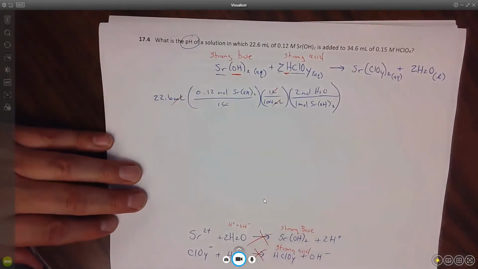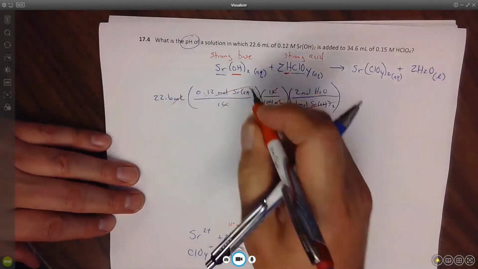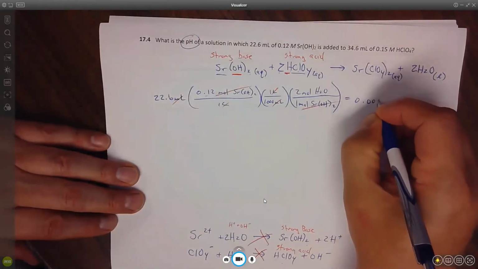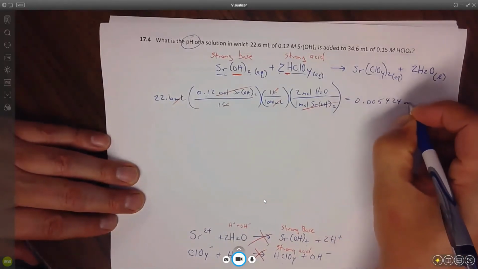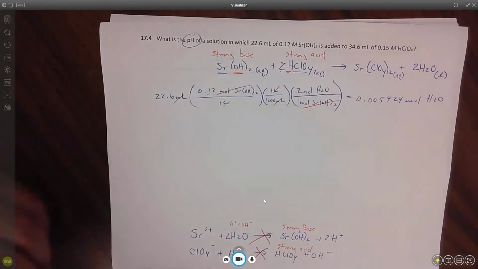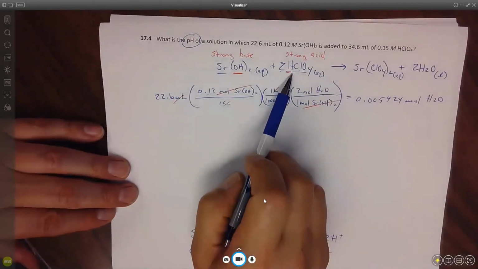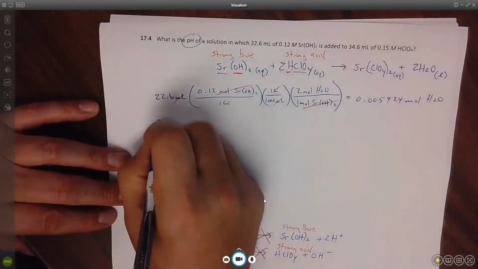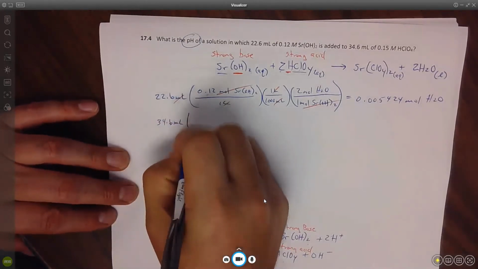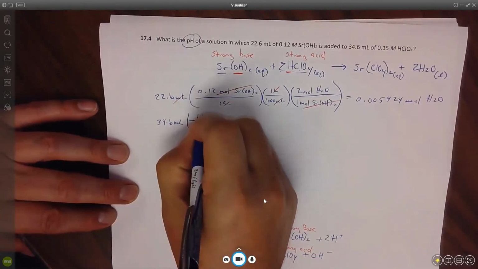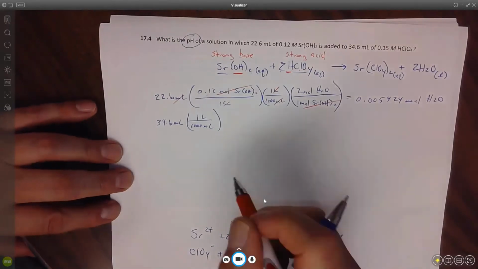Okay, so now my moles of strontium hydroxide cancel, and this tells me that 0.005424 moles of water could be formed. Now again, since this is a limiting reagent problem, I've got to do the same thing for the other reactant. So there was 34.6 milliliters. Again, we're going to need to convert that to liters, so we'll divide that by 1,000. So now my milliliters cancel.